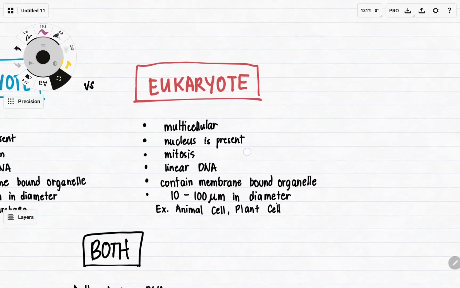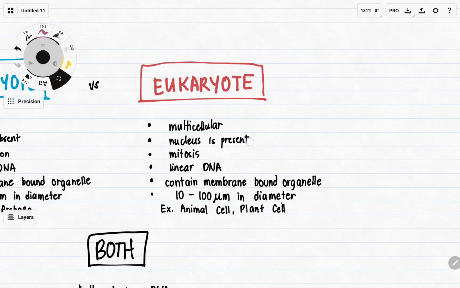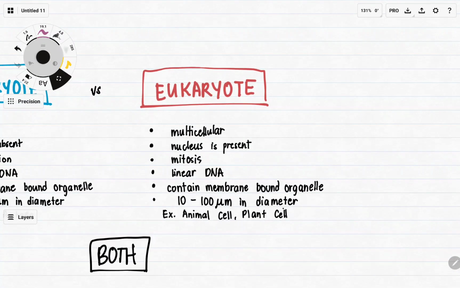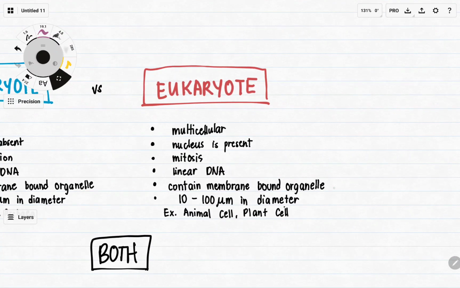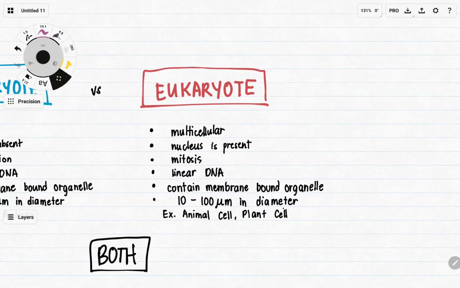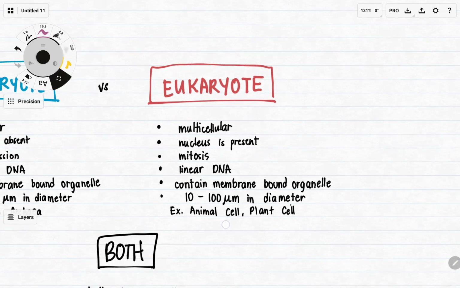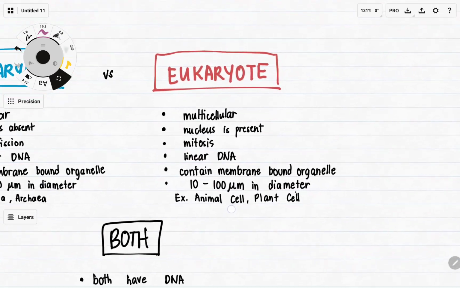On the other hand, eukaryotes are multicellular, a nucleus is present, they reproduce via mitosis, they have linear DNA, and contain membrane-bound organelles. And lastly, their size is approximately 10 to 100 micrometers in diameter. Examples of those are animal cells and plant cells.